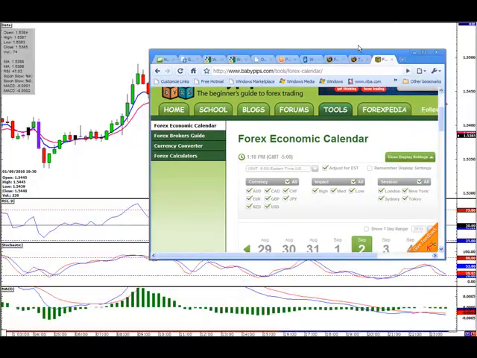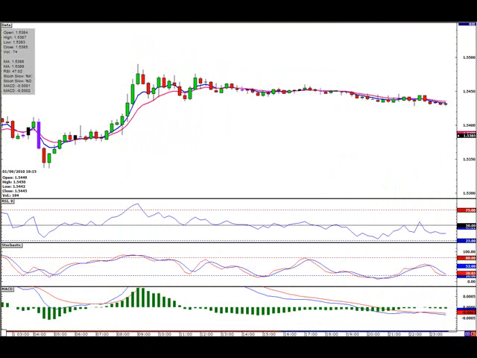So I'm just jotting all those times down on my notepad. And you can do the same thing or set some kind of alert or alarm just to let you know when those news events come out, because you don't want to be in the market during those times.